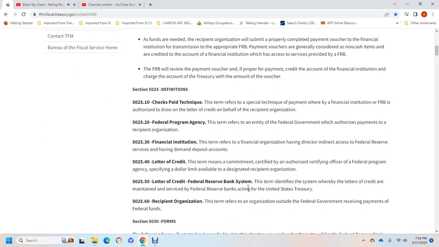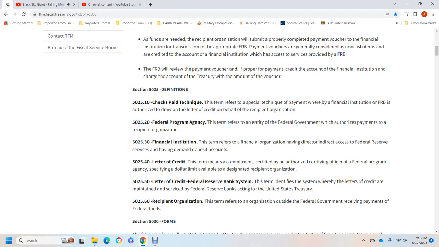Alright, Section 5025, Definitions. Checks paid: a technique that refers to the special technique of payment where the financial institution or a Federal Reserve Bank is authorized to draw the letter of credit on behalf of the recipient organization. 502520, Federal Program Agency: determined further to the federal government authorized payment of the recipient organization.